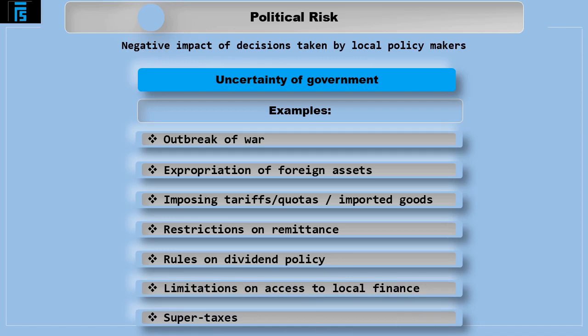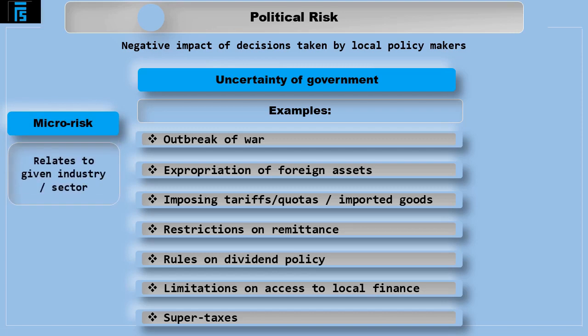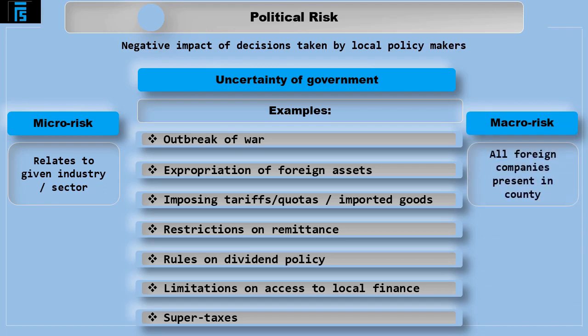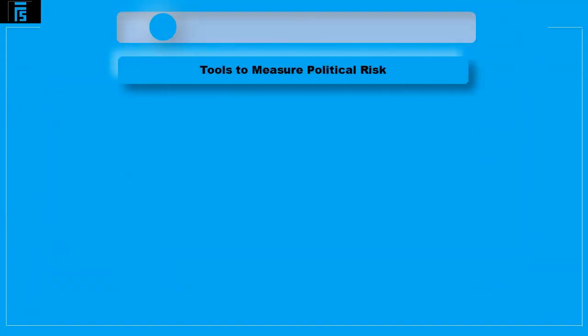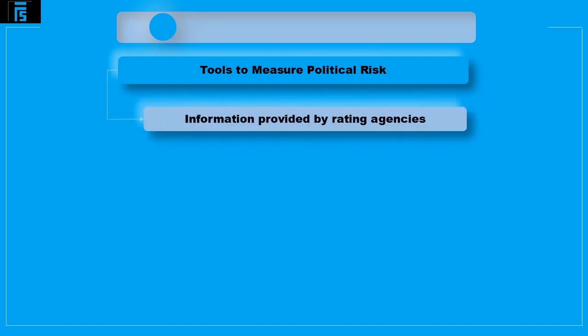Political risk may be divided into micro risk, which relates solely to a given industry or sector, and macro risk, which affects all foreign companies present in a given country. Due to its complex nature, there is no way to measure political risk. However, there are rules which companies interested in locating a subsidiary in a given country may use in order to assess its level, such as the information provided by rating agencies.